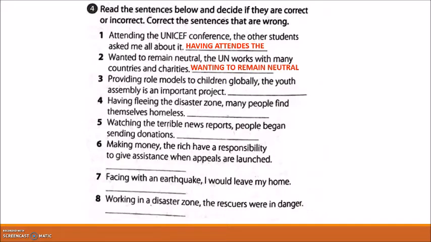3. Providing role models to children globally, the Youth Assembly is an important project. This one is correct, guys. 4. Having feeling the disaster zone, many people find themselves homeless. Having failed, not feeling. 5. Watching the terrible news reports, people began sending donations. This one is correct, guys, or also you can change watching to having watched. Number 6. Making money, the rich have a responsibility to give assistance when appeals are launched. Having made money will be.